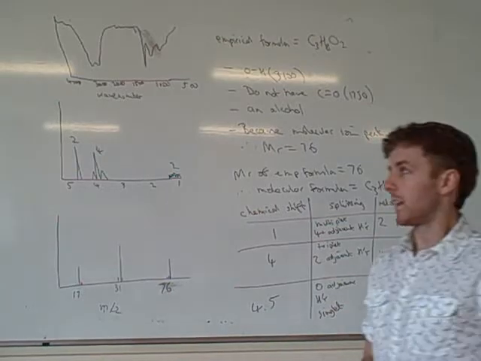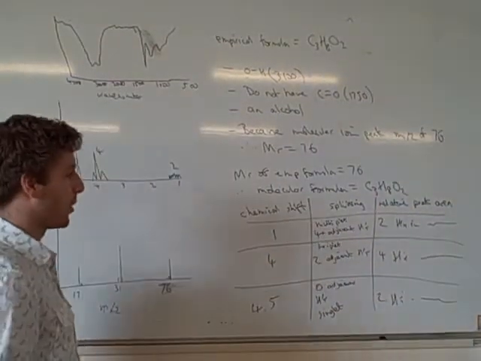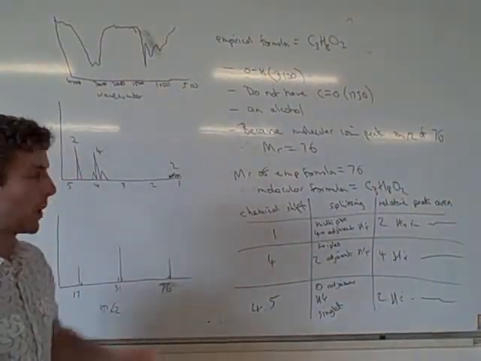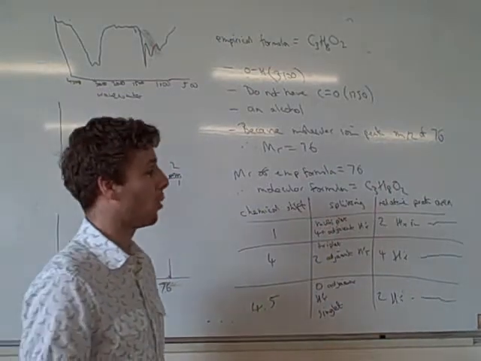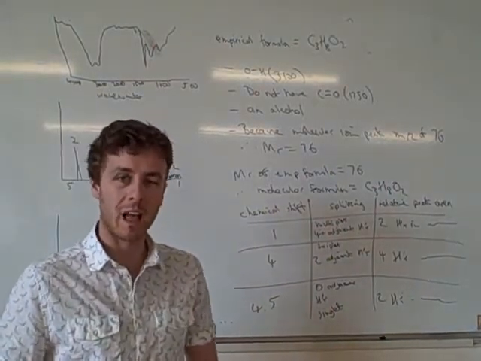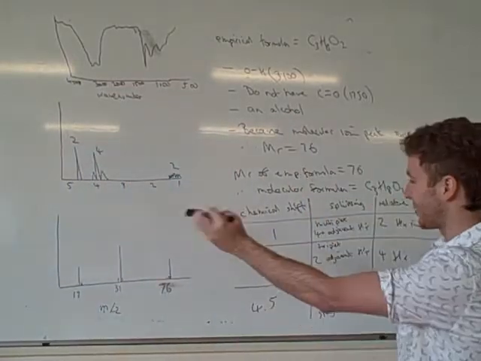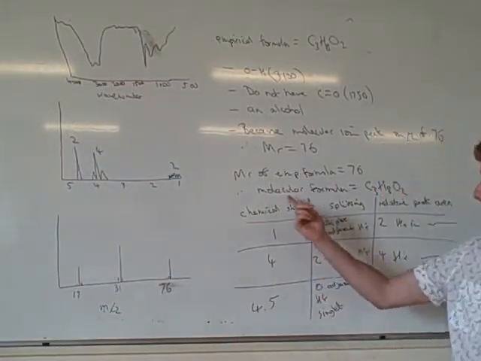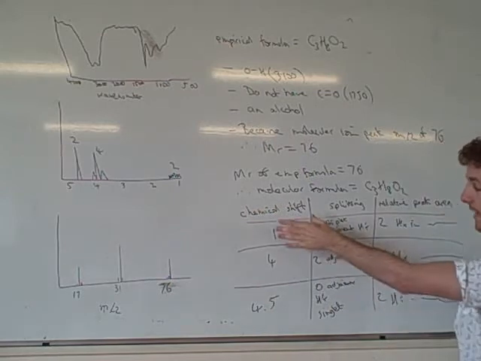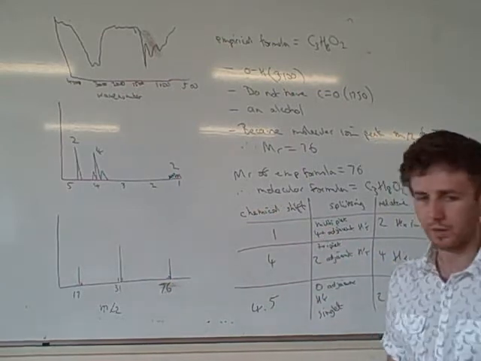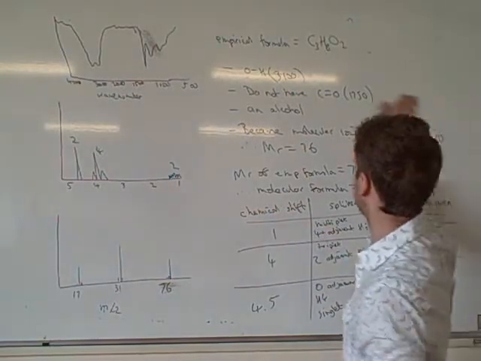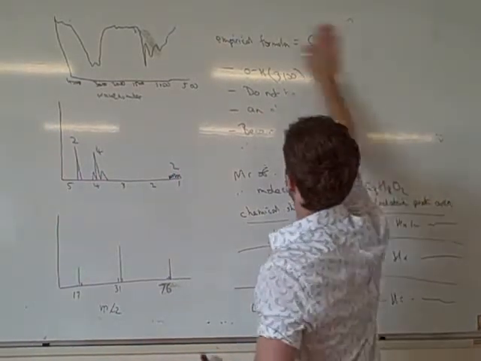So that's kind of the easiest bit, getting all the data down. What we need to do now is put it all together to get our final answer. And this is a little bit of trial and error. You really just have to write a structure down which fits the molecular formula and then see if it fits this data here. So I'm just going to have to rub some stuff out to make a bit of space.